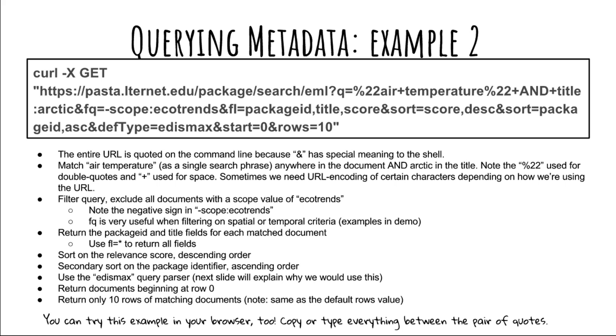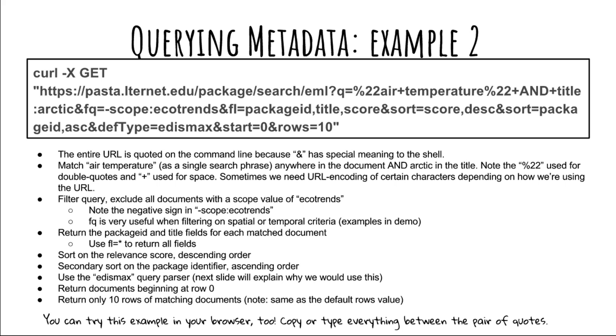And then we have a couple of sort parameters. We're asking to sort on score descending, and search interfaces will commonly do this for their end users. They want the end users to see the most relevant matches first, from highest score to lowest. But we have a secondary sort in case of ties, on package ID ascending. And finally, kind of a cryptic parameter, defType equals edismax. I'll describe that a little bit on the next slide. And then we instruct that we want to start from index 0 of the documents that are matched and include only 10 rows. This is the default if you leave out the start and rows parameters.